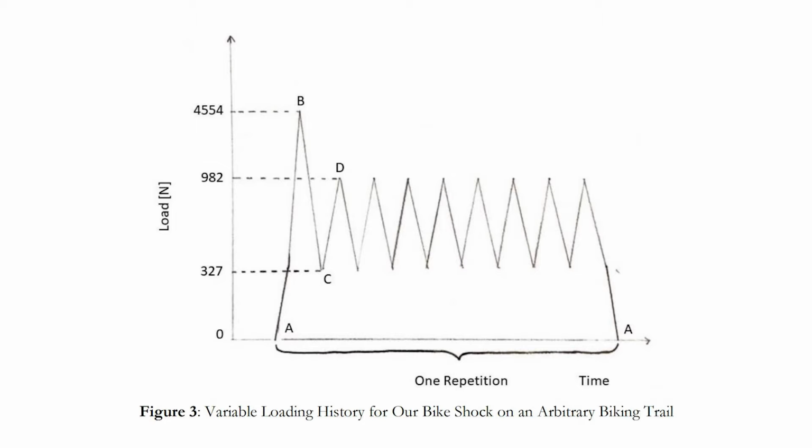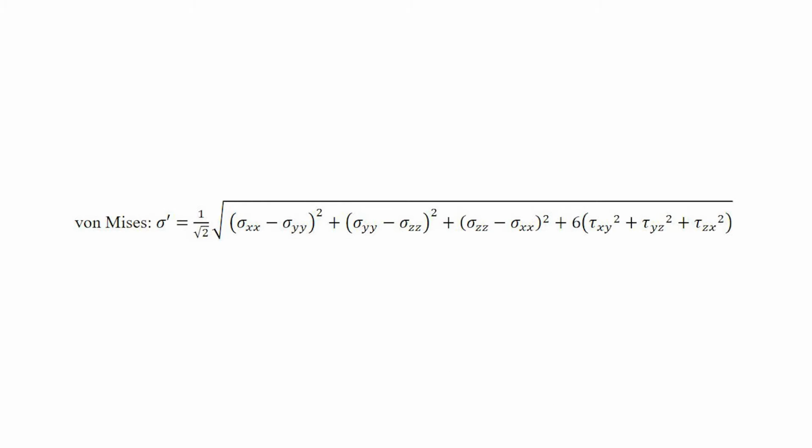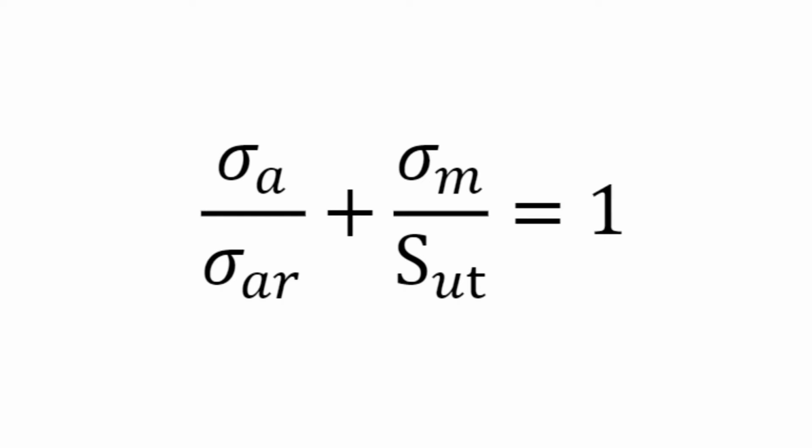The points of 0 load represent the period of freefall after riding off the drop. The trail was composed of 10 consecutive repetitions, and we assumed that the rider took their bike on this trail once per day. Using these 4 loading scenarios, we created individual stress tensors for each case, solved for the apparent stress amplitudes and means using the von Mises method, and ultimately applied the modified Goodman theory to solve for the equivalent completely reversed loading stress amplitudes.